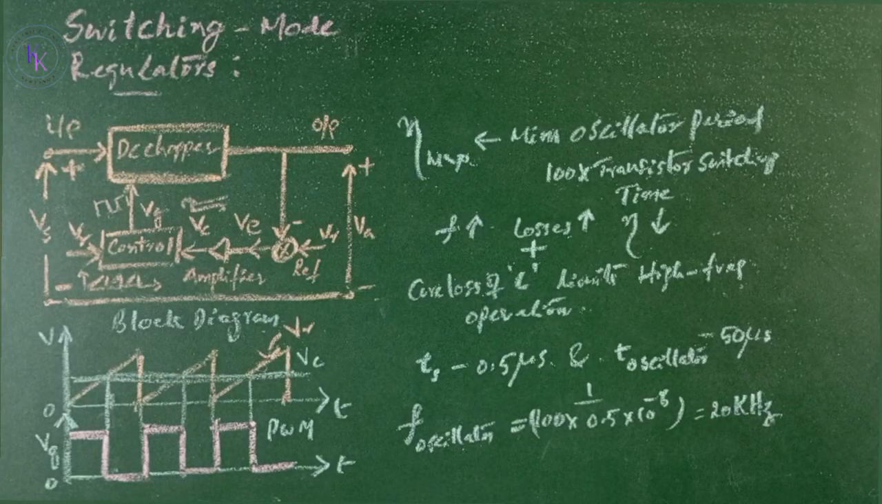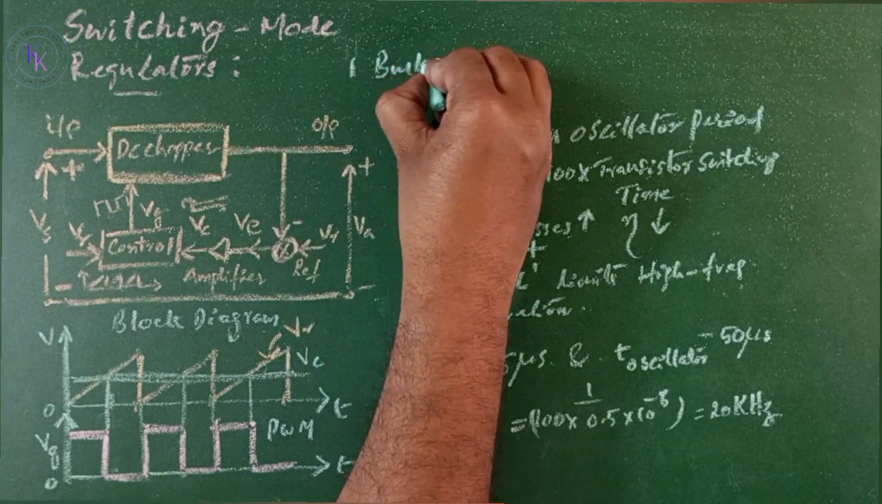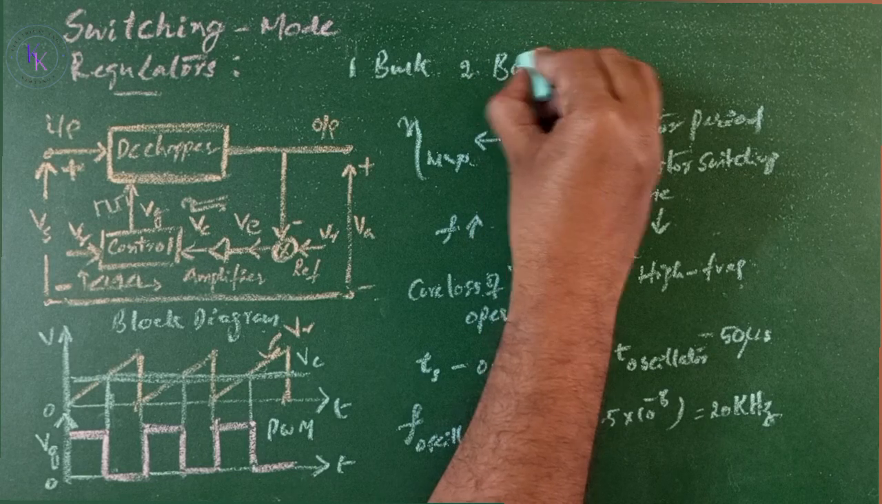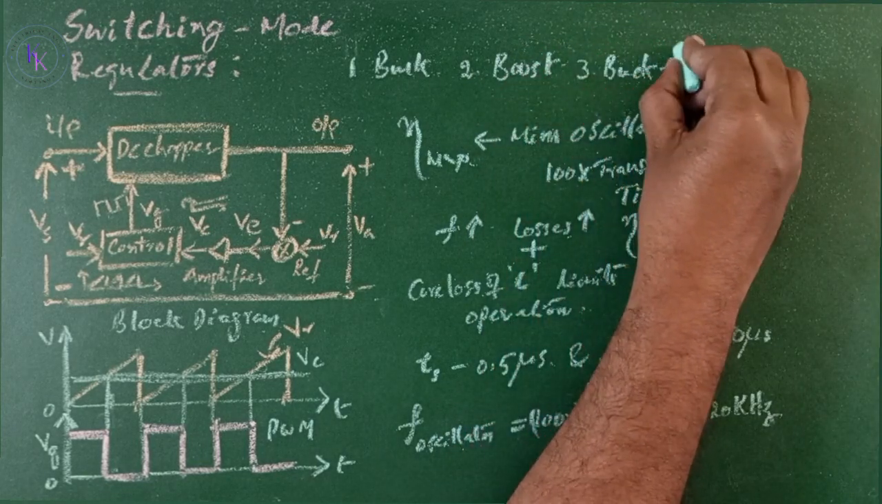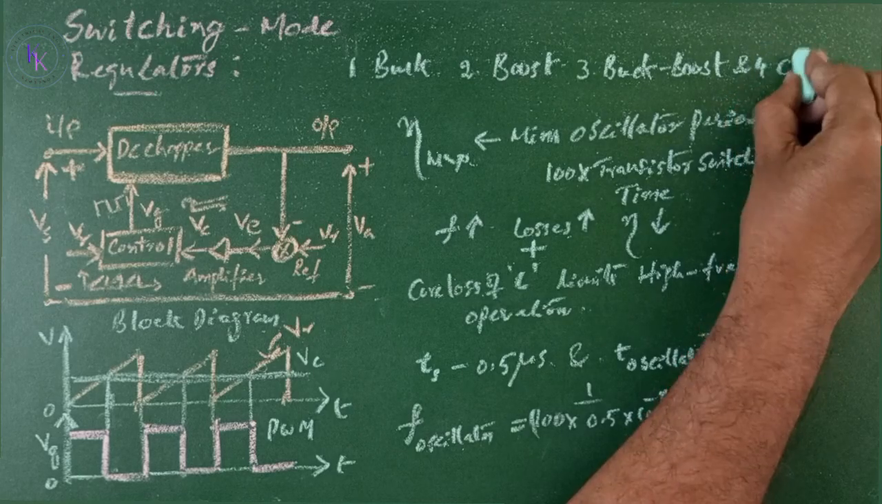Now there are four basic switching regulators. First one, buck regulator. The second one, boost regulator. Third one, buck boost regulator. And fourth one, Cuk regulator.